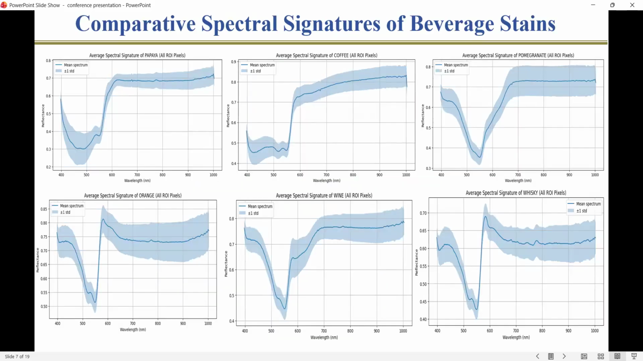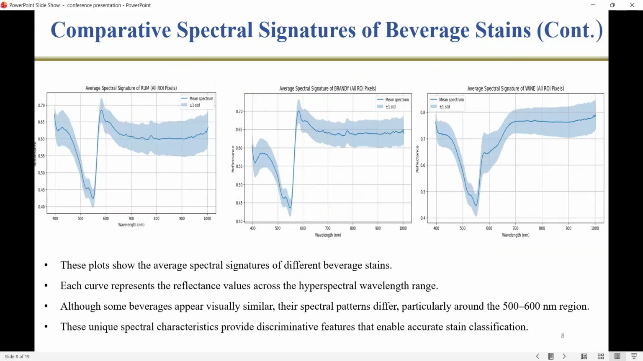Next I'll talk about the different spectral signatures of beverage stains. Here you can see, starting from the first image, the papaya beverage. Its spectral signature is different from that of coffee. The character of the signature is different for each beverage, so like this we have plotted all 9 spectral signatures of the 9 beverages.